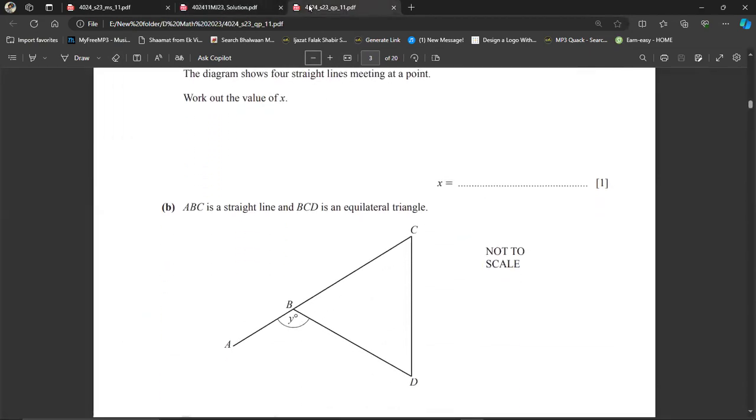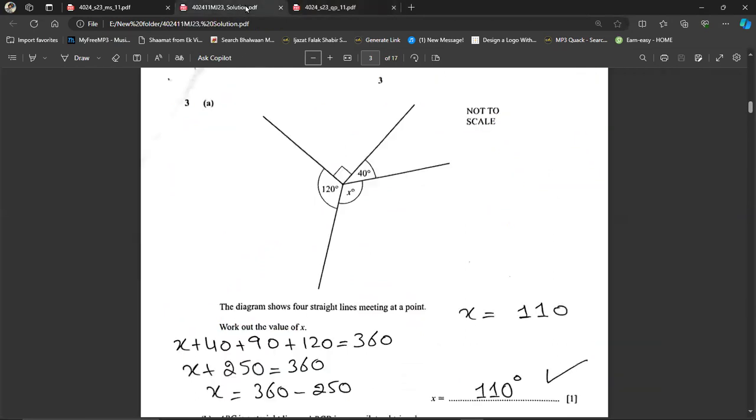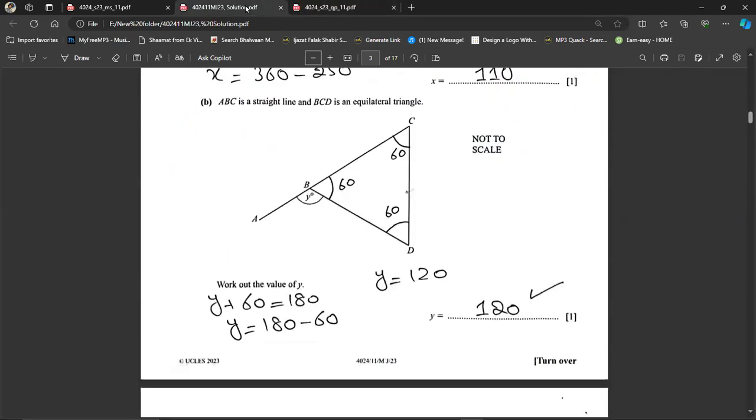Question number 3, part B. He says ABC is a straight line and BCD is an equilateral triangle. So this is equilateral triangle BCD. And equilateral triangle means that all three sides are equal to each other, and all the internal angles of this triangle are 60. So this angle is 60, this is 60, this is 60. So 60 plus y makes a straight line.